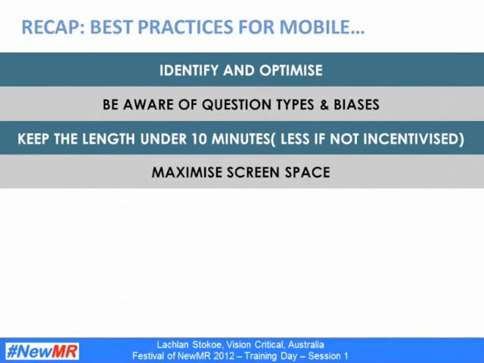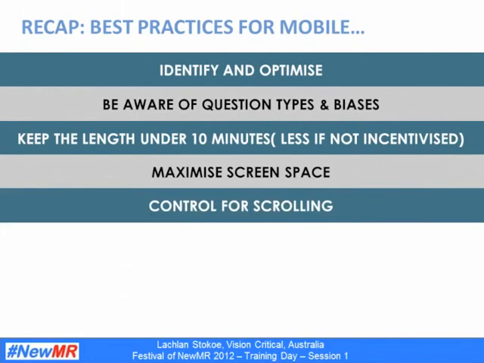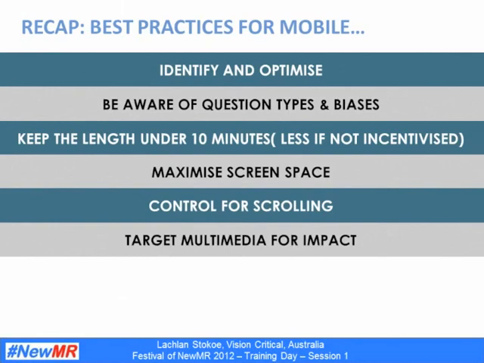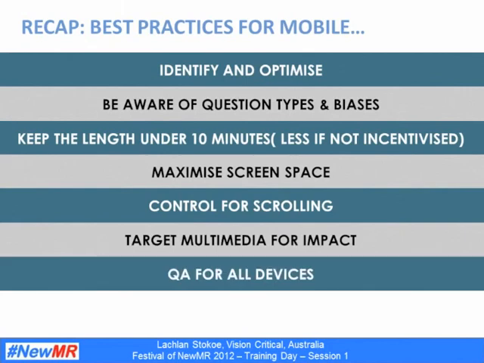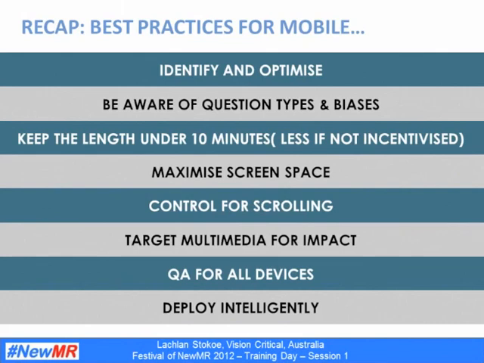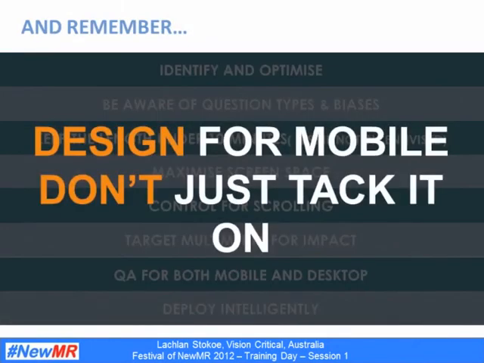Maximize your screen space for displaying the important content, not clutter. Control as much as possible for scrolling. By all means, use multimedia, but don't go overboard and target it for maximum impact. Make sure you adequately QA for all devices. And stop and think about the way you plan to deploy before pushing the go button. And remember, design specifically with mobile in mind. Don't just tack it on as an afterthought.